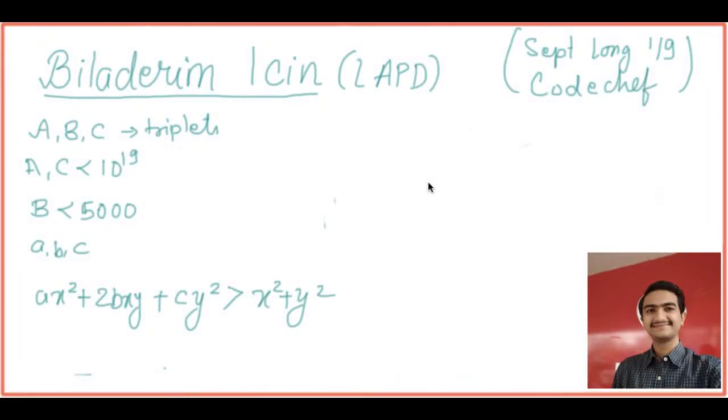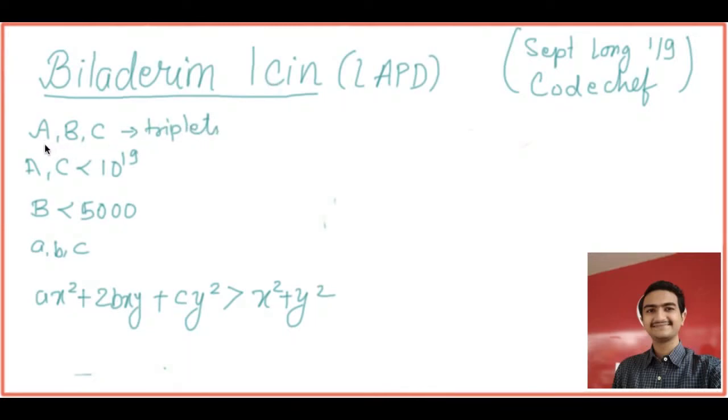Hello everyone, I am Divanshu Kumar and today I will be discussing a problem named Biladerim Icin. This problem has a difficult name, right? The problem code was LAPD. This was a question of September Long 2019 CodeChef, right? This was the fifth difficult problem, I guess.